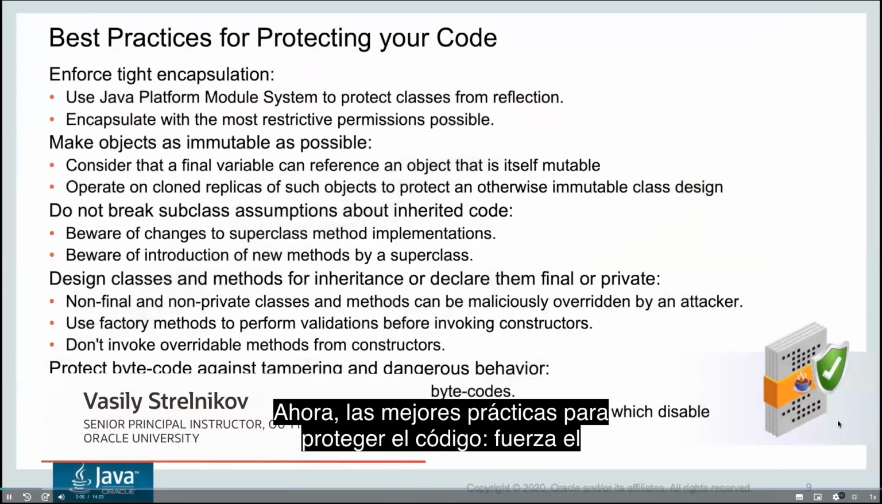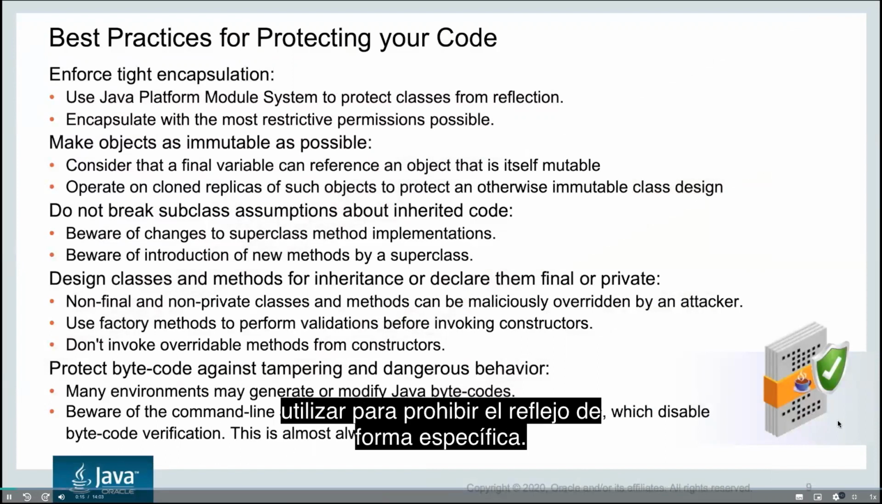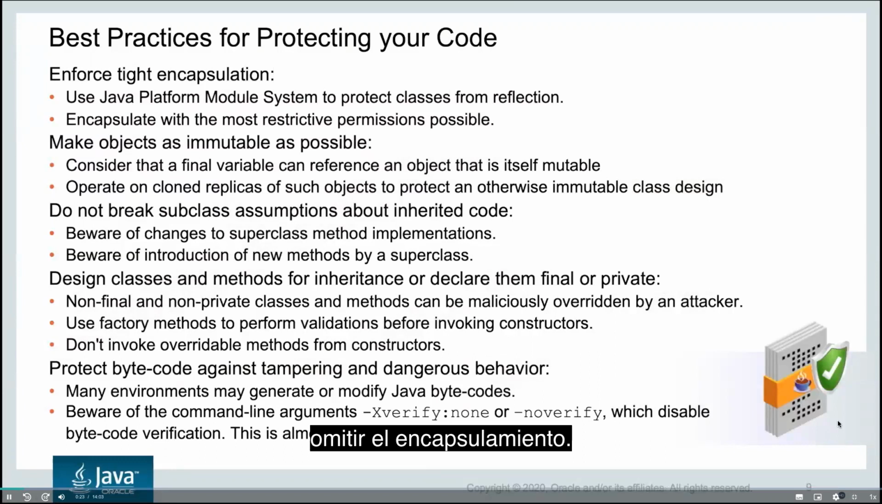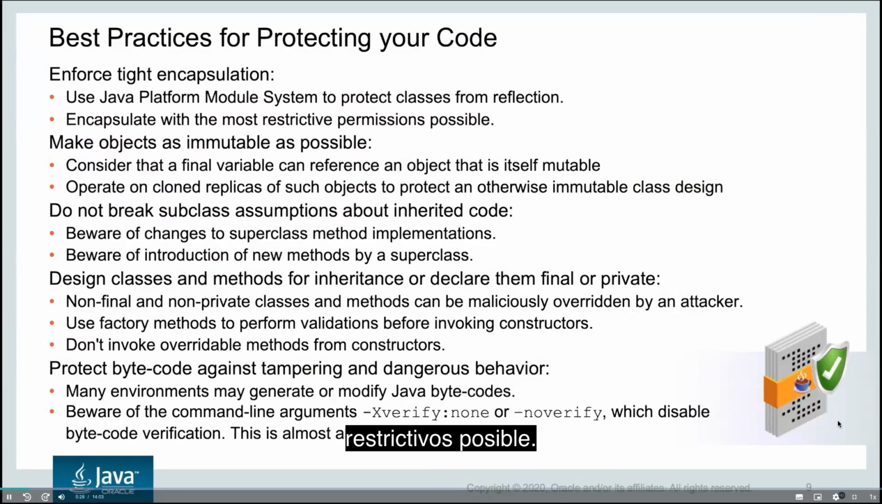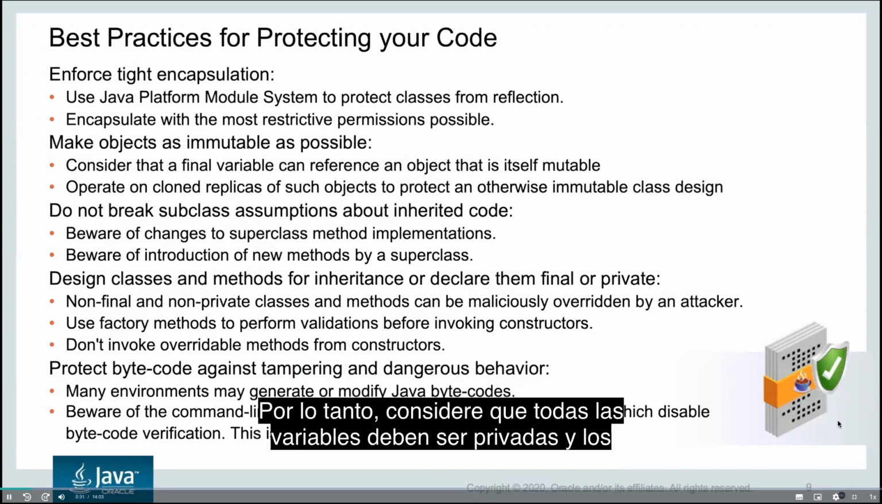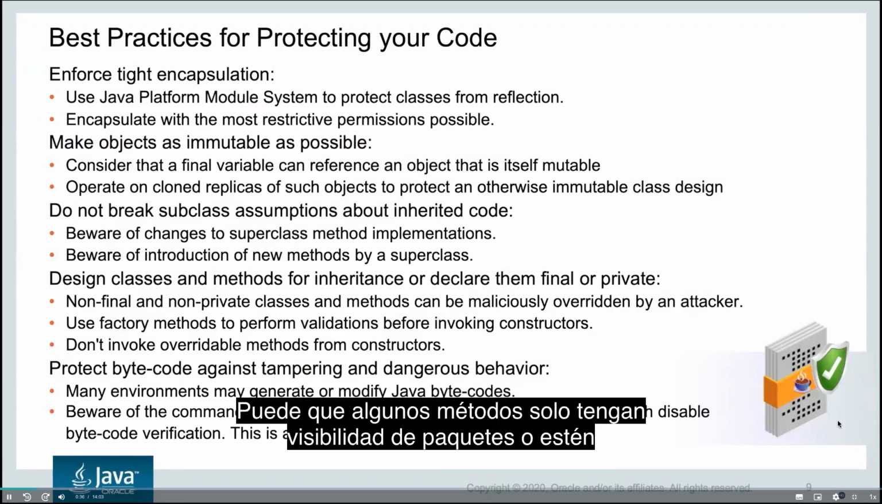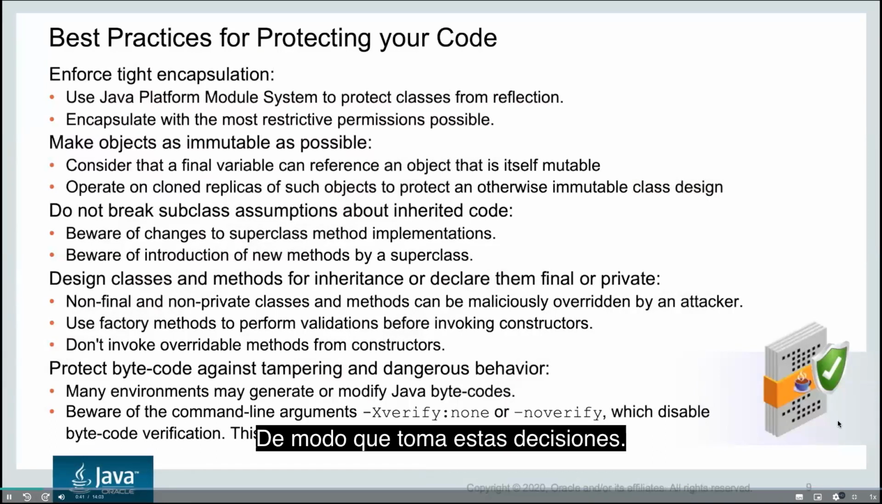Now, best practices for protecting the code: enforce encapsulation. Consider using Java Platform Module System, because that could be used to specifically forbid reflection, so that you cannot dynamically introspect objects and bypass encapsulation, right? And also, when you encapsulate data, use permissions as restrictive as possible. So consider that all of the variables need to be private and methods not necessarily need to be public. Maybe some methods are to have only package visibility or be protected. Yeah, so you make these decisions.